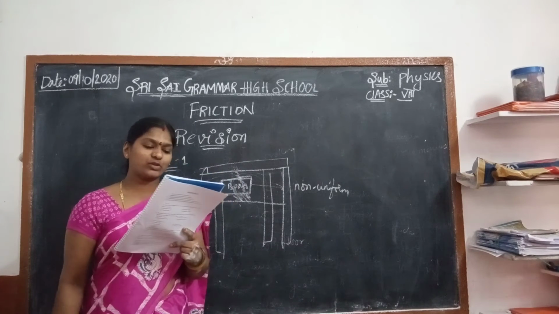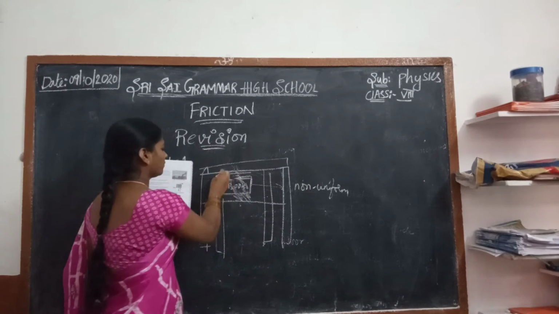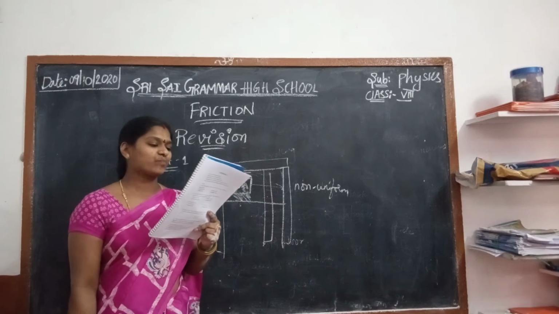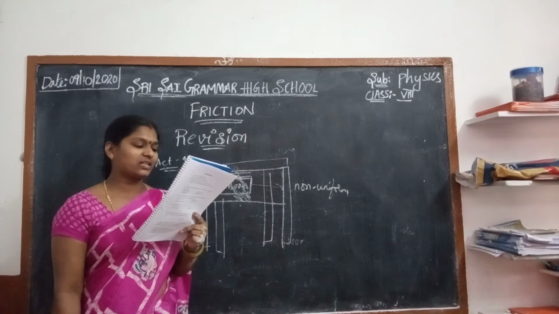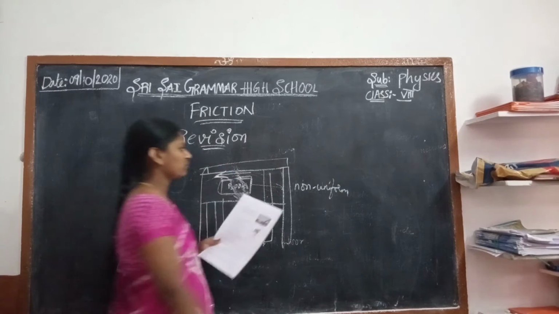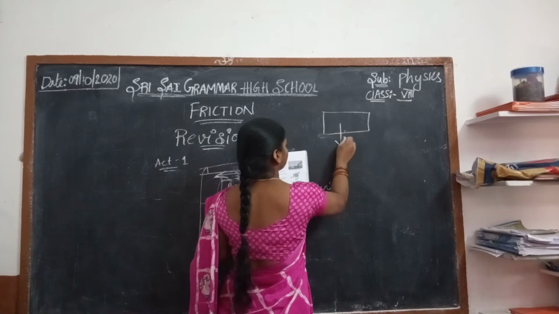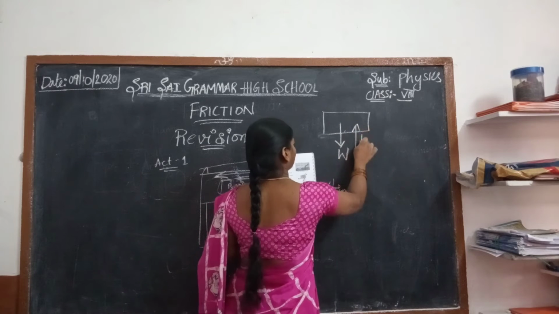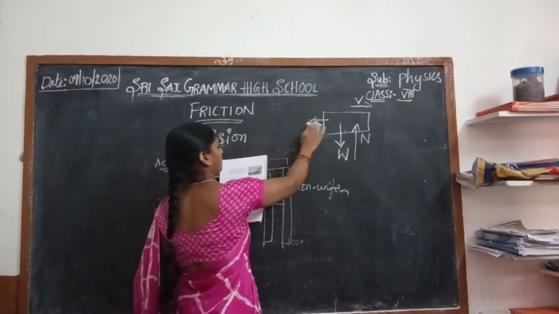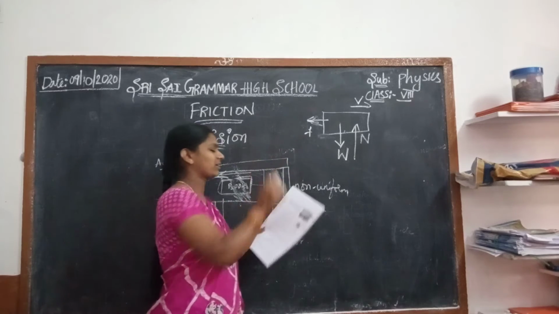Let us examine the forces acting on the book. The book moves in this direction. Two forces act on the body in the vertical direction, as shown in figure 3. Let us see the forces acting on the book. These are the forces acting on the book.